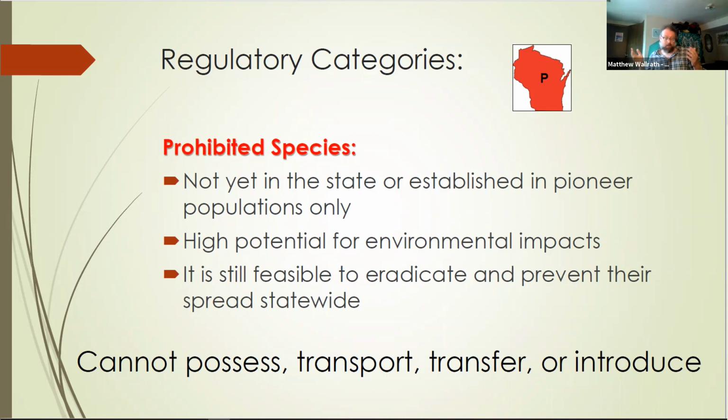Kudzu is a great example of a prohibited species. We do not have any that we know of in Wisconsin, but if you know kudzu from Florida, it is a thug and will take over wetlands, and we don't want that here. So that's on the prohibited list. Just important stuff to know as we kind of tease out what we're talking about for priorities.